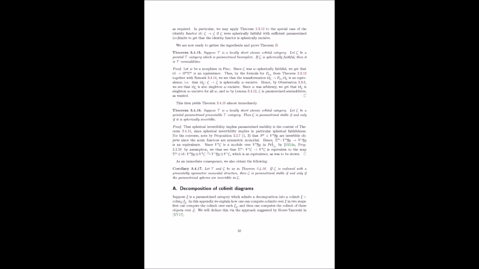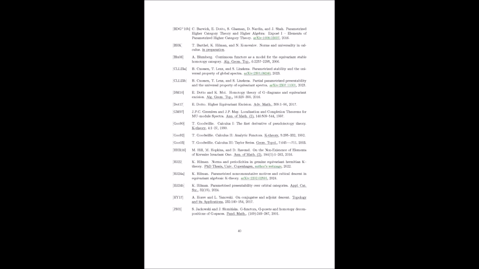So we're seeing these connections between these parameterized spheres and this classical result. I'm guessing Theorem B has something to do with this. You bet. Theorem B essentially says that if you have a pointed parameterized category that's well-behaved, meaning it has all the limits and colimits we need, and it satisfies this property called spherical invertibility, then it automatically satisfies parameterized semiadditivity. So spherical invertibility implies parameterized semiadditivity.